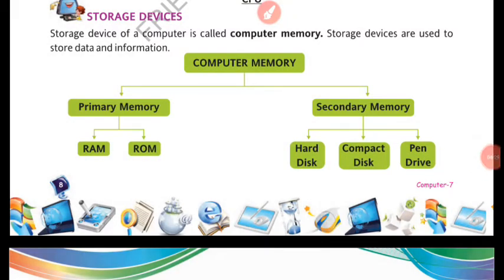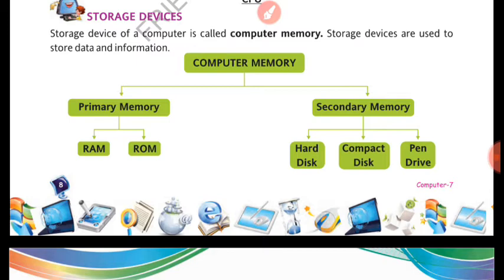Remember, RAM, that is random access memory, is a volatile memory. Volatile memory in the sense, whenever the power is on, the data will remain there. When the power goes off, the data will be removed. But in ROM, the data will remain there.